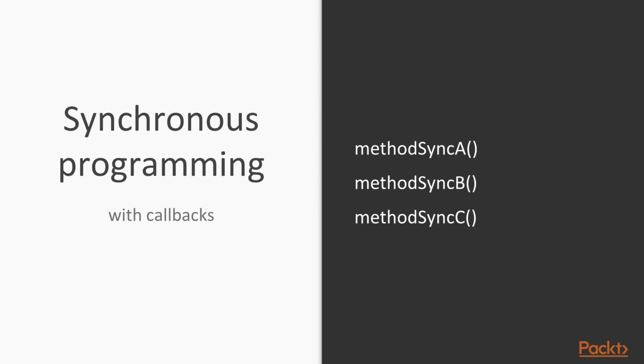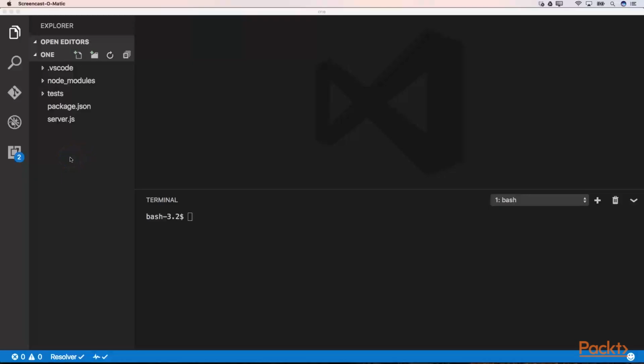And this is an example of synchronous programming, of course. You will see that in the API of Node, when you have a synchronous API, you will have the extra Sync at the end of the method. Now let me show you how to read a file synchronously and asynchronously.